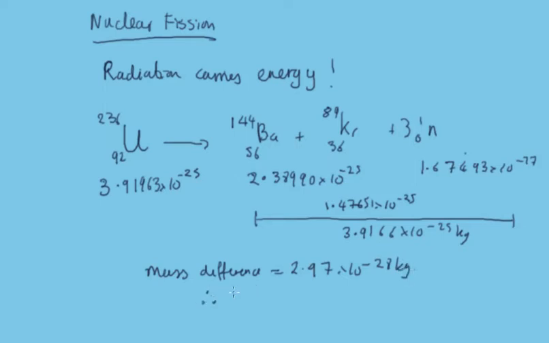Therefore, the energy released per atom is going to be, using E equals mc squared, plug this mass in here, and the speed of light squared, will be 2.675 times 10 to the minus 12 joules.